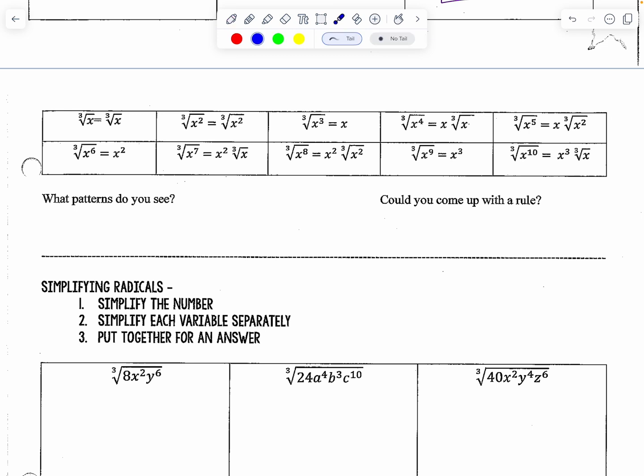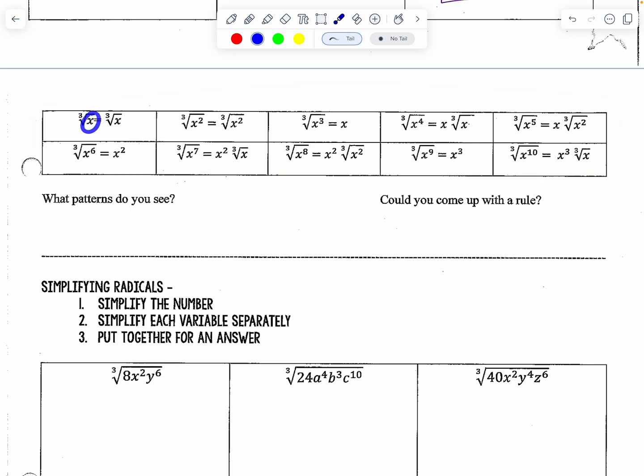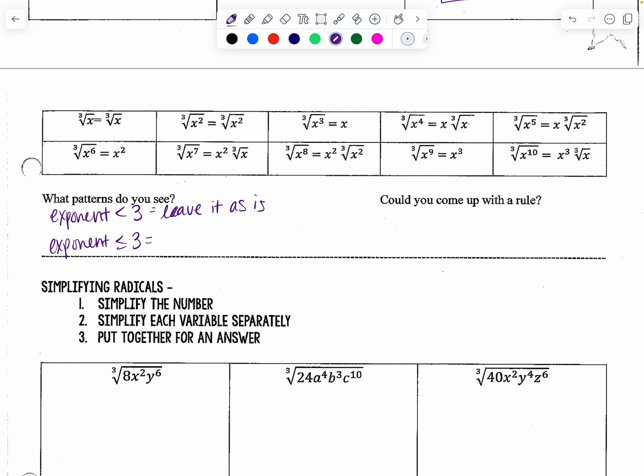Okay, so again, up here at the top, if we take a look at some of the rules, notice that anything that started out like here, this is x to the first and x to the second, our exponents in each one of these is smaller than 3, and notice what your answer is. Your answer doesn't change from the original. So if your exponent is smaller than 3, then you leave it as is. Don't touch it.